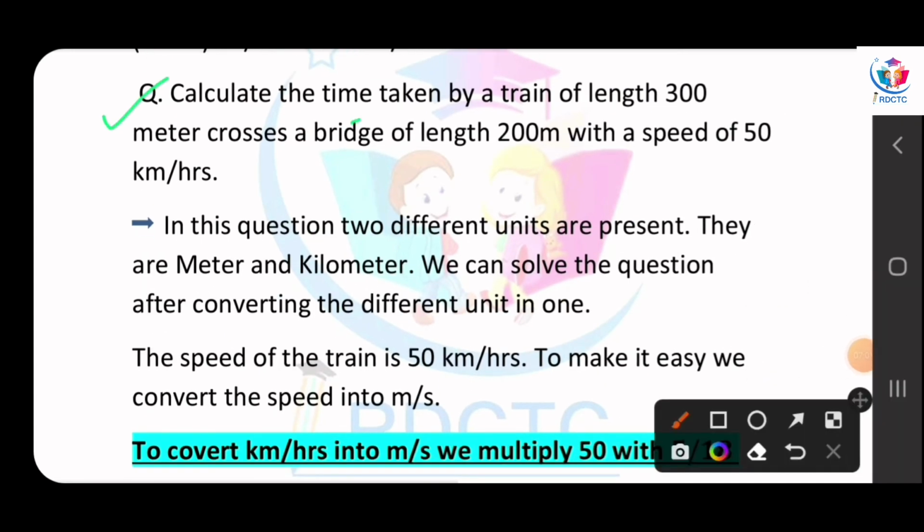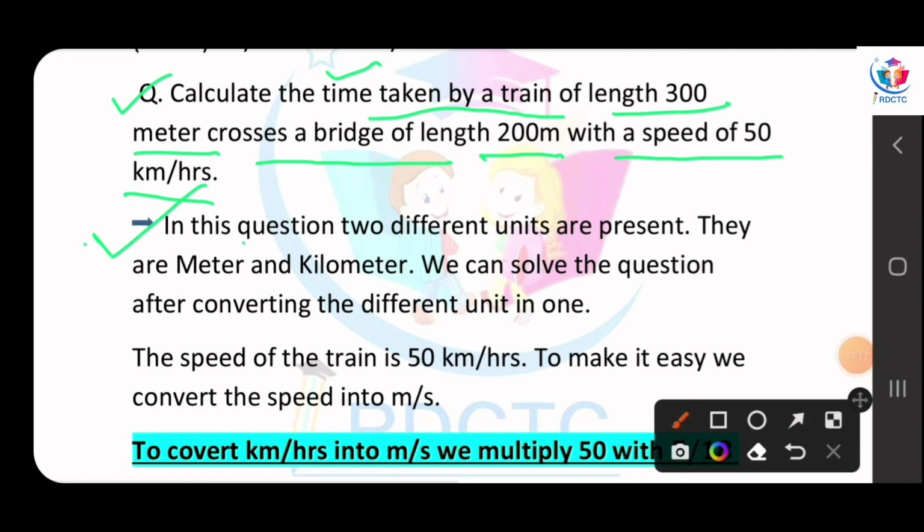Calculate the time taken by a train of length 300 meter. Okay, the length of the train is 300 meter and it crosses a bridge of length 200 meter. The speed of the train is 50 km per hour. Right? Now we have to find out the time.